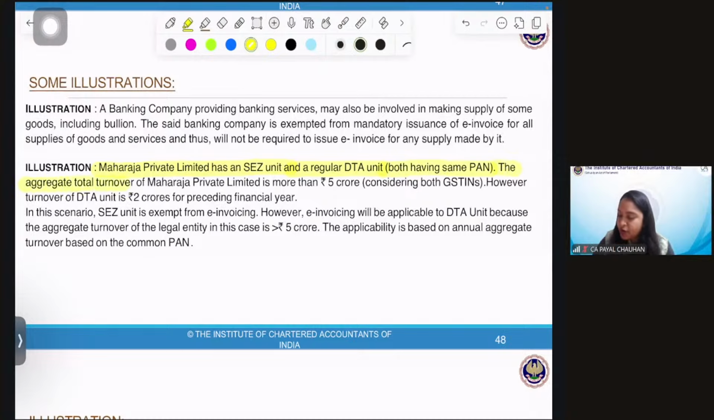The aggregate turnover of Maharaja Private Limited is more than 5 crore. Okay, it is under the e-invoicing ambit, considering both GST, however, turnover of the DTA unit is 2 crore for the prescribed financial year. In this scenario, you people answer. That's the answer written below. Perfect, Adil. Since sales is specifically exempted, in case of transactions undertaken under sales, I need not issue an e-invoice, but for DTA, I need to issue an e-invoice because we consider aggregate turnover and that exceeds 5 crore. Perfect.